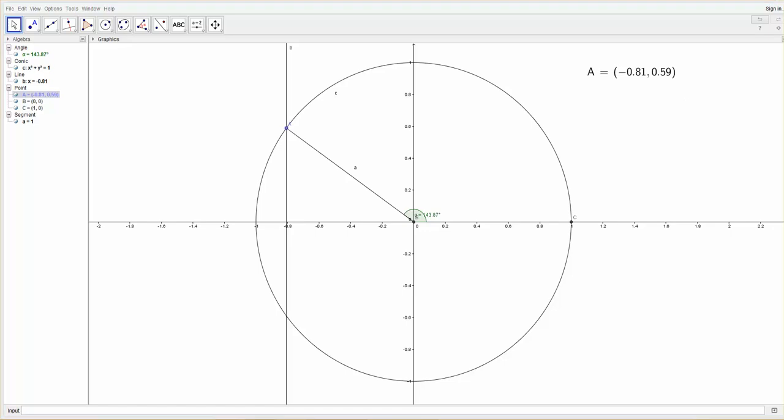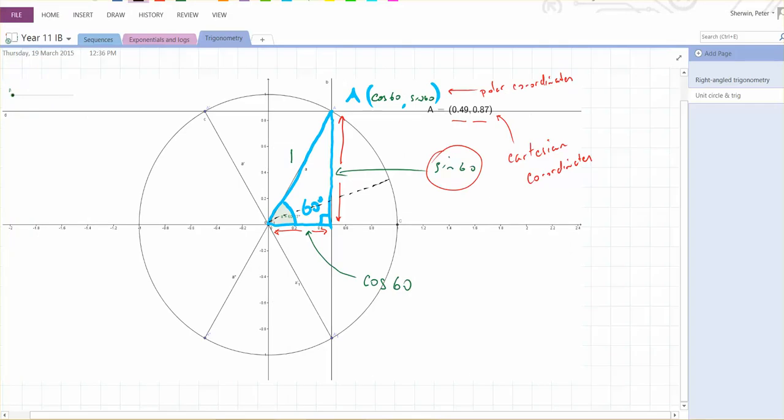Okay, let's go back to the notebook. What I want to look at now, and the reason I've drawn these horizontal lines, is the y-coordinate here, which is sine 60, or sine 60.67, not sure what that says, but we have the same y-coordinate over here. That's why the horizontal line there at point C. So the y-coordinate at point C will be exactly the same as at point A.